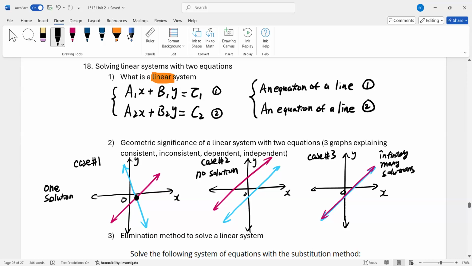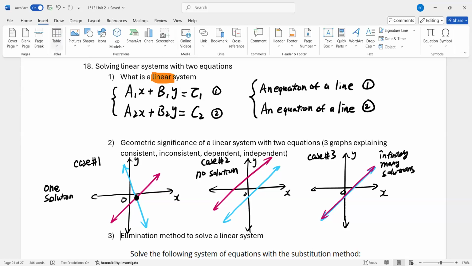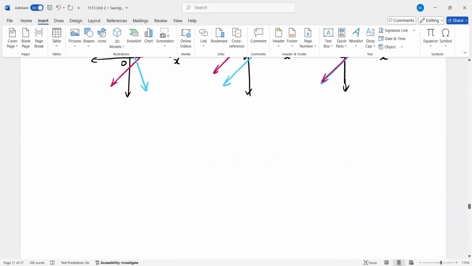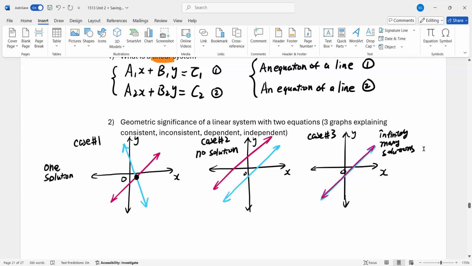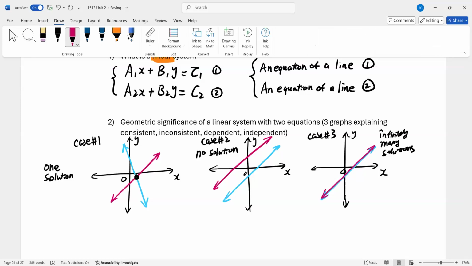Yes, ma'am. Okay, very good. Then let's talk about what is consistent, inconsistent, dependent, independent. I need more space here, so I'm going to put a page break. All right, very good. So let me explain: what is a consistent system?